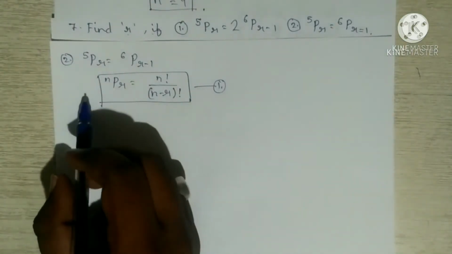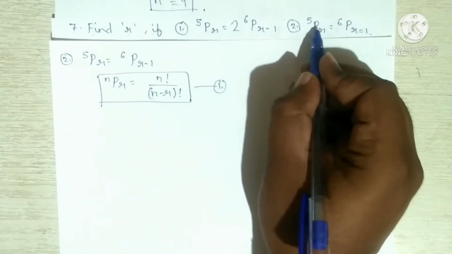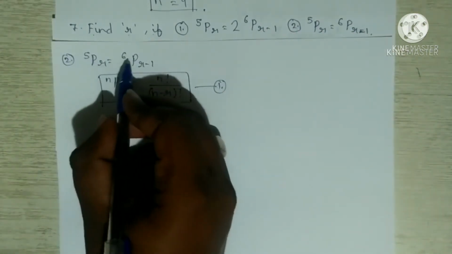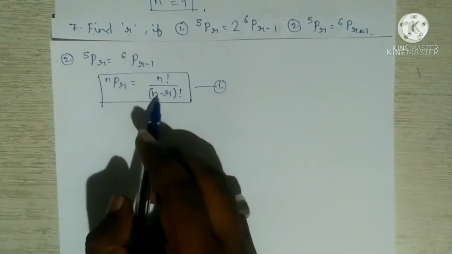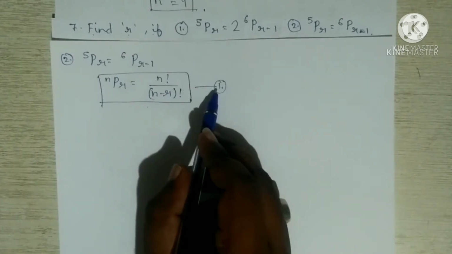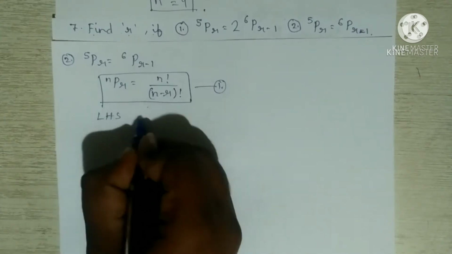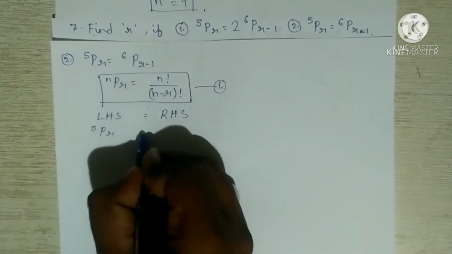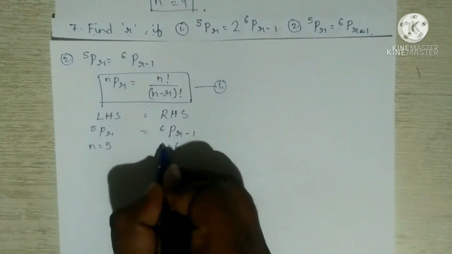Okay, next we'll go with second part of 7th question. Find r. Second part is 5pr is equal to 6p(r minus 1). First you write the permutation formula. npr is equal to n factorial by (n minus r) factorial. Let this permutation formula be equation number 1. Okay, substitute: this is LHS and this one is RHS. 5pr is equal to 6p(r minus 1), where n is equal to 5, n is equal to 6.